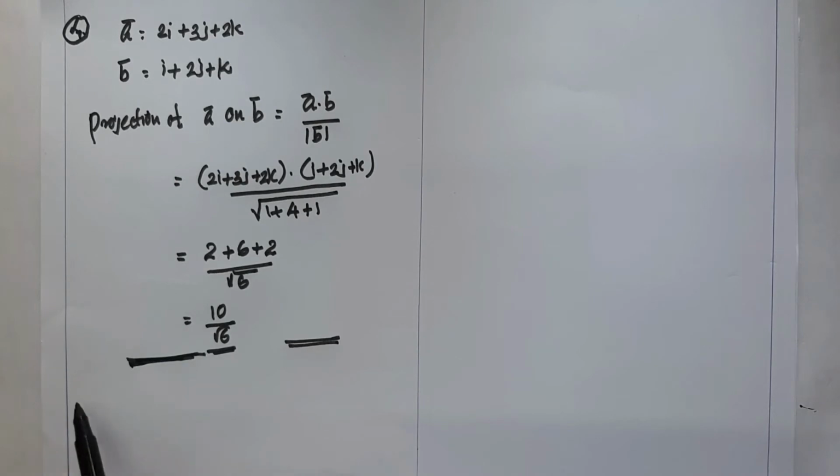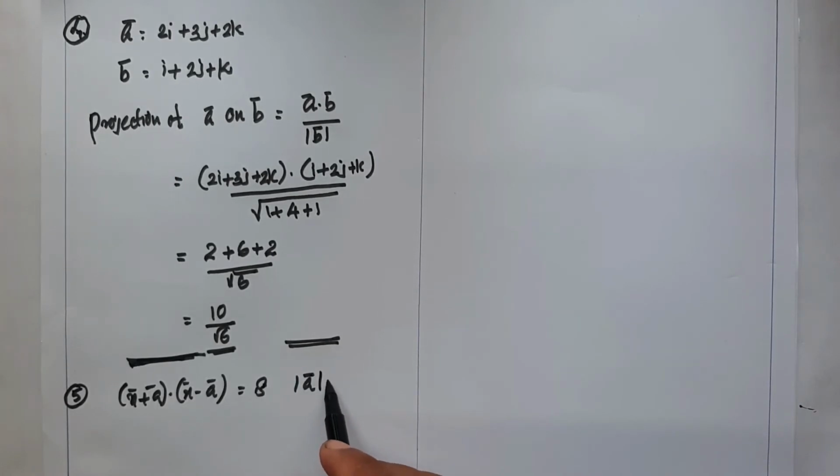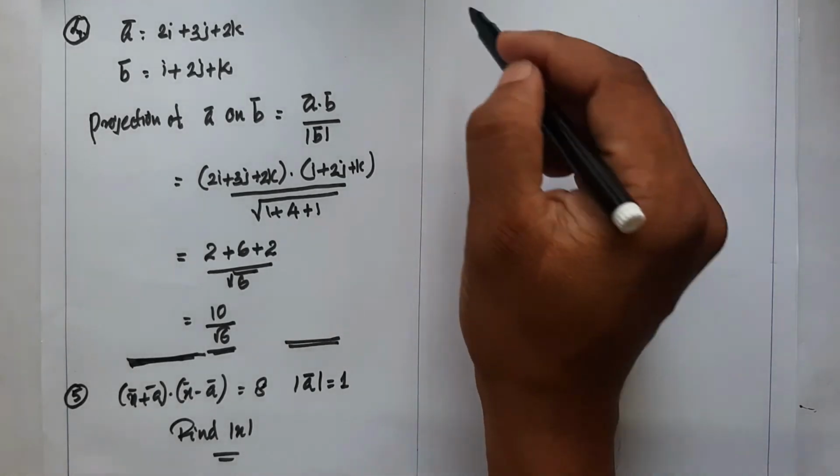Now the 5th question is also an NCERT based question. If vector A is any unit vector such that x plus A dot x minus A is equal to 8, find mod x. Vector A is a unit vector, that is modulus of vector A is 1. This is a very simple question.